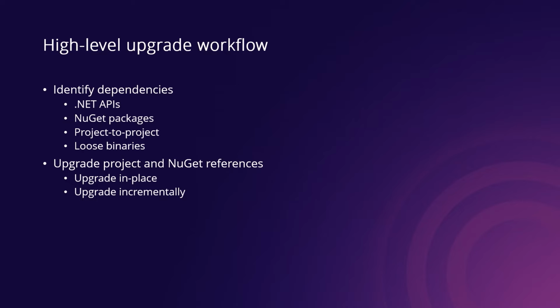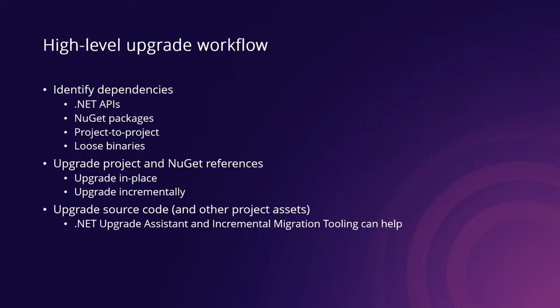Once you've done that, though, and you have a project that's targeting .NET 7 or .NET Standard, you need to upgrade your source code and your other project assets like your views, your config files, and so on to work with that new target framework. Now, at this point, you will have to decide whether you're going to target .NET 6, .NET 7, .NET Standard, or in some cases, maybe even stay on .NET Framework, depending on your particular scenario. But as you're making these changes, we have tooling available, again, that can help.